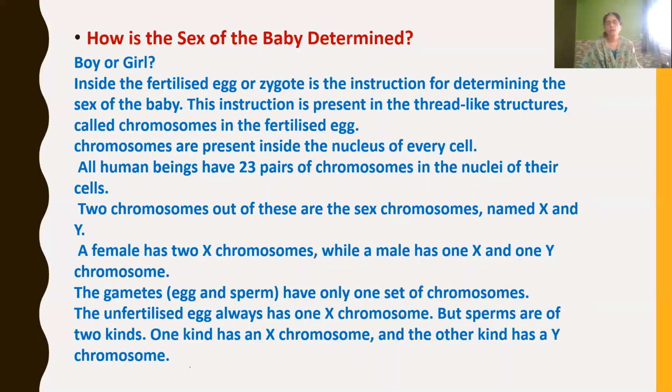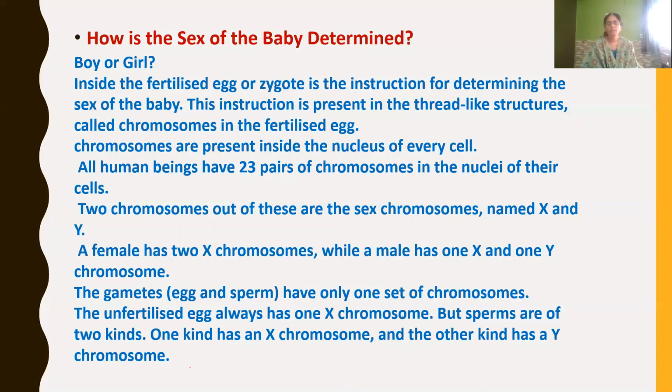All human beings have 23 pairs of chromosomes. Out of these 23 pairs, 1 pair is called the sex chromosomes. This 1 pair means 2 chromosomes. In a male, 1 X chromosome and 1 Y chromosome will be there. But in a female, both chromosomes are X chromosomes.